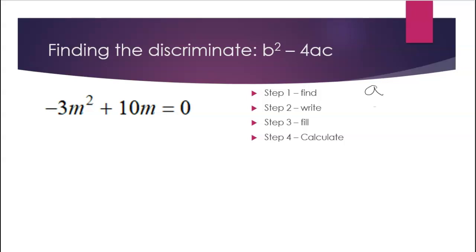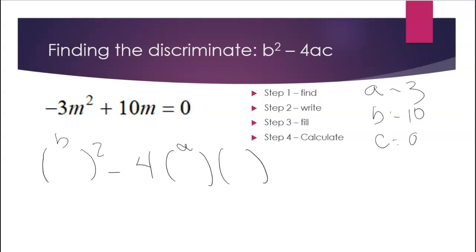So we've got to find the A, B, and the C. A is negative 3. B is 10. There is no C. So C is 0. Okay? Now I'm going to write the formula. B squared minus 4ac. B is positive 10. Oh, I see. I thought it was supposed to be an equal sign. All right. No, but that is negative 3. A is negative 3 and C is 0.